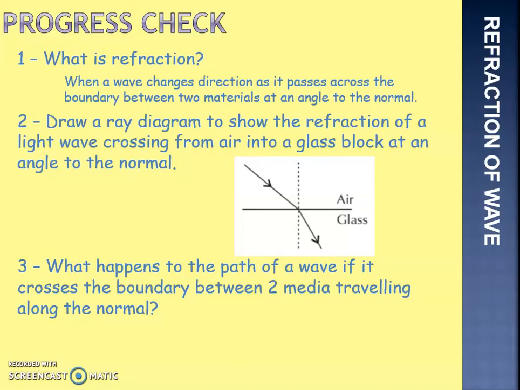Okay, so again that light ray hitting it at the base of the normal, going into the glass, because glass has got a higher optical density, it will bend towards the normal. Question 3. What happens to the path of a wave if it crosses the boundary between two media travelling along the normal? Its path will not change direction, it will carry on straight through.